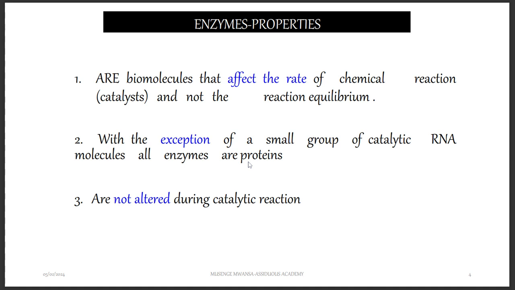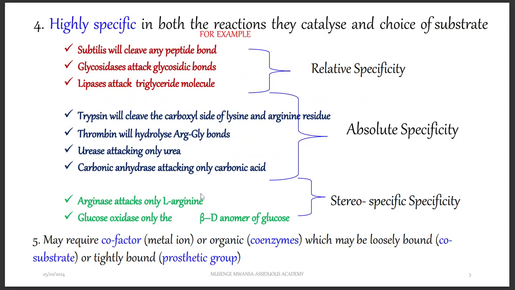And this is how biochemistry comes. They are going to get this statement and say, all enzymes are proteins, true or false. Or they'll just say, with the exception of a small group of catalytic dash, all enzymes are proteins. And then they'll put different options. So enzymes can be RNA molecules or can be proteins. Take note of that. In a chemical reaction, enzymes are not altered. Okay, they are not going to be changed.